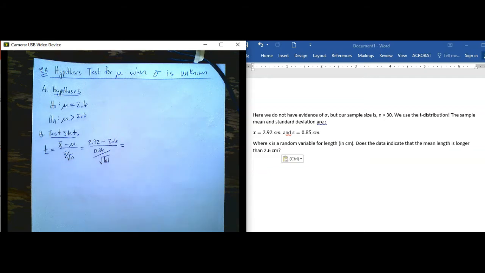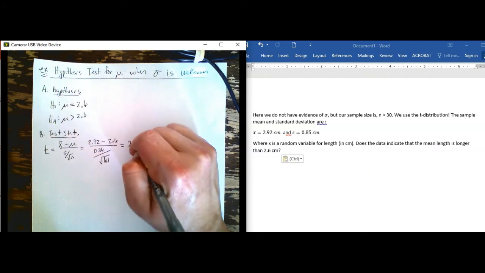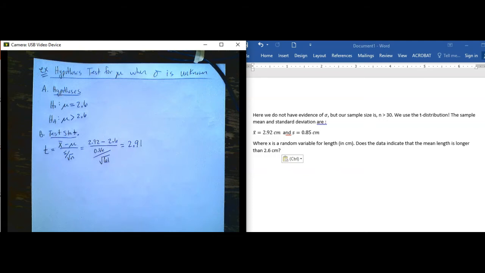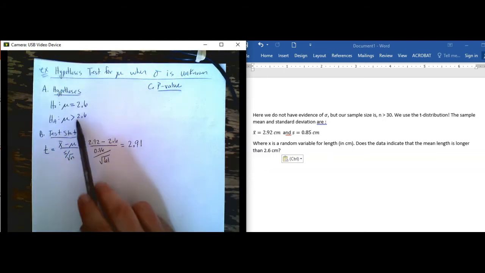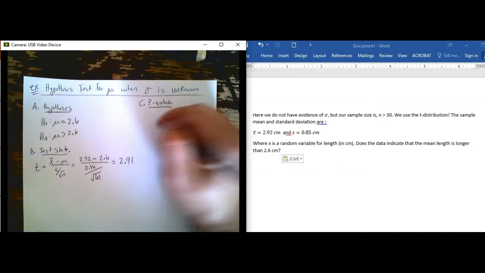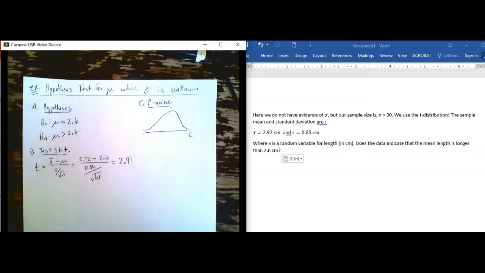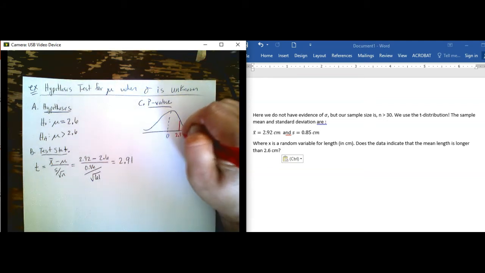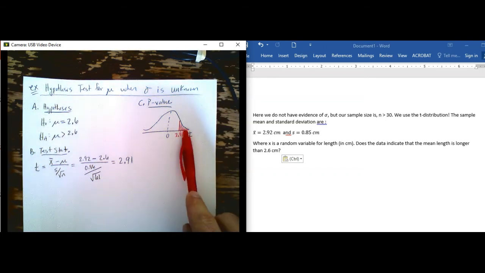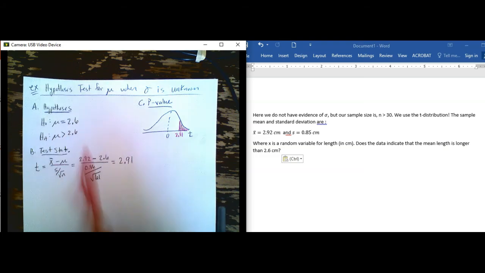So let's see what we get. Here I'm getting 2.91. Now that we have our test statistic, we can find that area. Here we're finding our p-value, which is the area on the t-distribution corresponding to the right of our 2.91. So let's draw our t-distribution. The mean is 0, 2.91 over here, and we're looking for that area to the right. Again, we're looking for the area to the right because our alternative hypothesis is greater than that value.